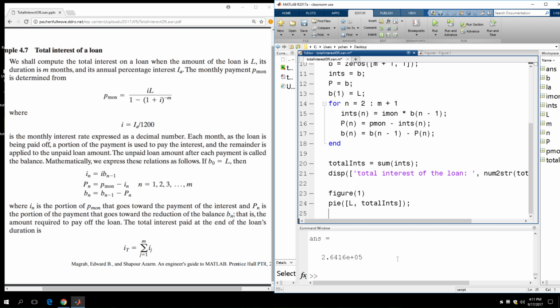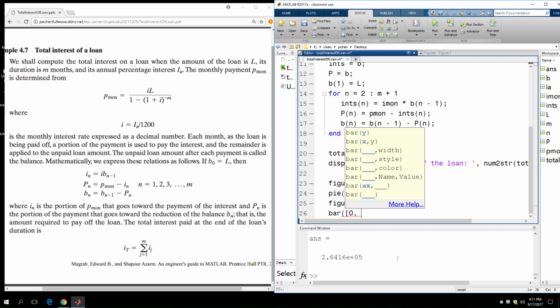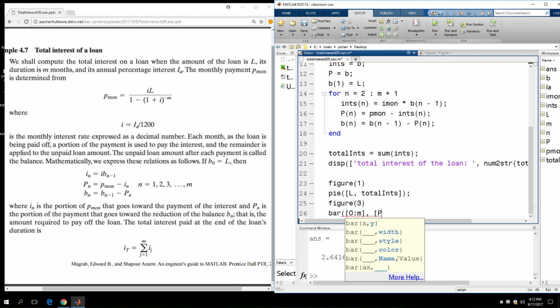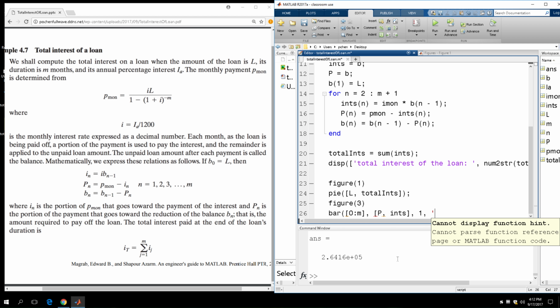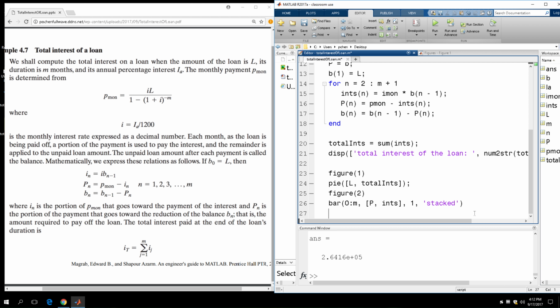And then another thing that we might want to do is to create another figure. Let's call it figure 2, and then use the bar that goes from 0 to m. That's our horizontal axis, and then the vertical axis is p concatenated with ints, right? And then the width is 1, and then the style is stacked, right? MATLAB is actually telling me it's unnecessary to group it with square brackets, right? Okay, so that's our complete script.